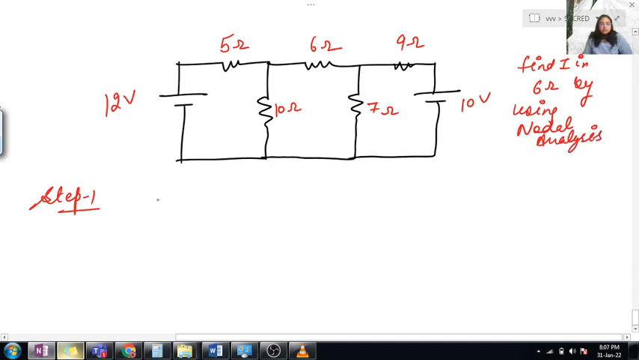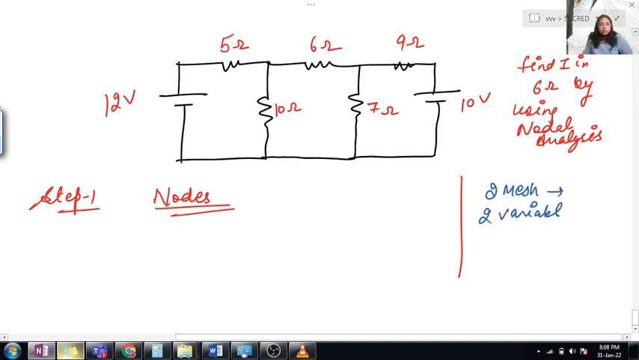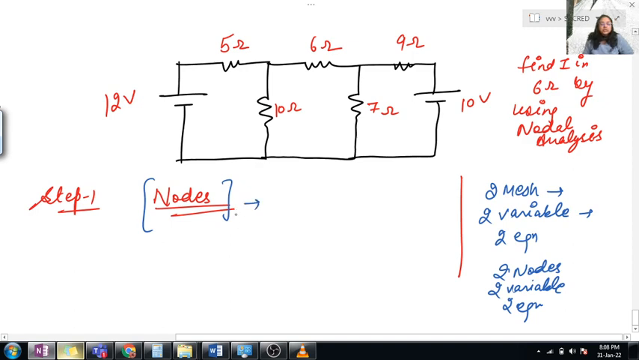Okay, so in step number 1 we have to determine how many nodes there are. Like I told you in the case of mesh, if there are two meshes you can take up to two variables only, and we need to solve two equations. Similarly with nodes, if we have two nodes then we'll have two variables, and then we can take two equations accordingly. So first of all we have to determine how many nodes are present in the circuit diagram.